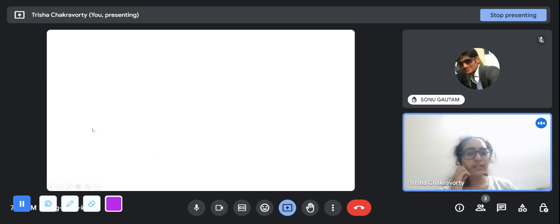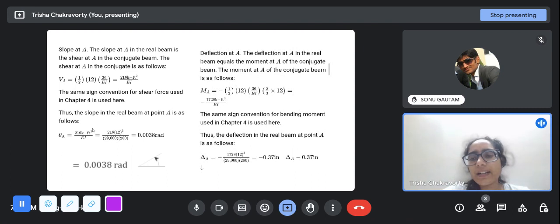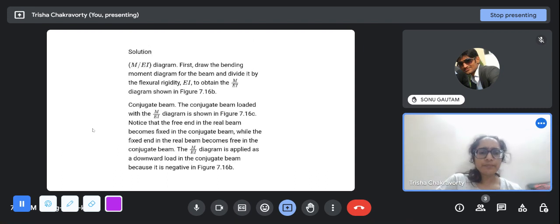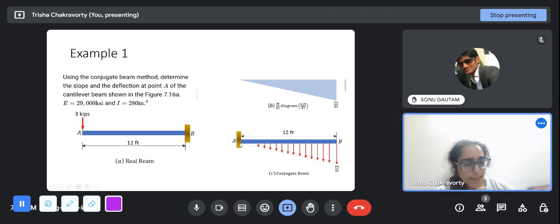Now we want to find the deflection also at A. So for that we need the bending moment at A. For the bending moment, what do we do? There is again only one support reaction, so there will be one moment here that has to balance the entire moment given by this force. And the magnitude of this force is half into 12 into 36 by EI.